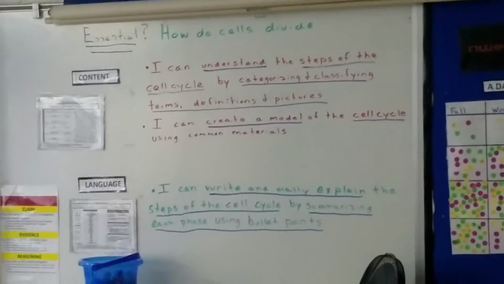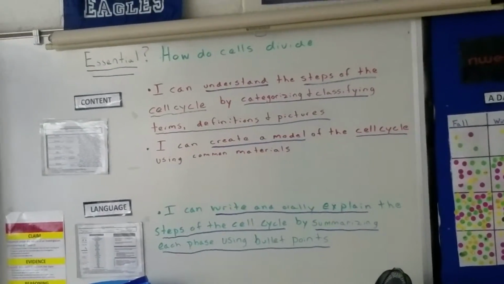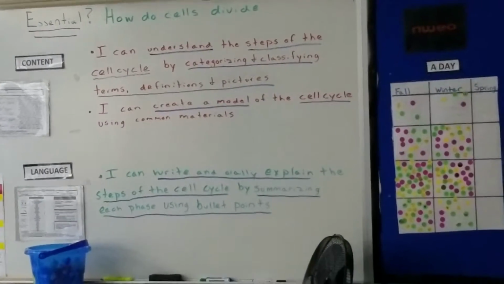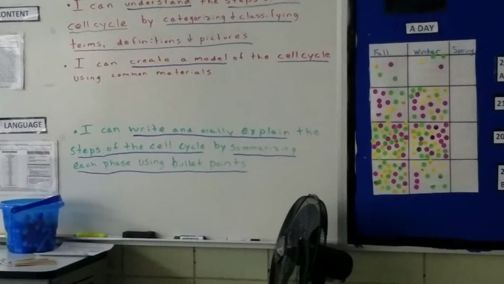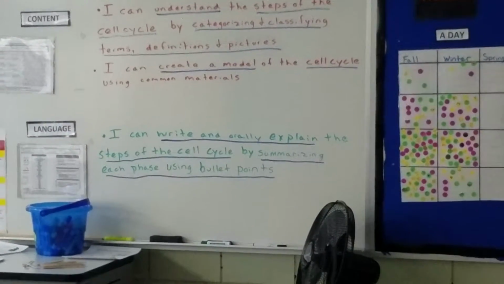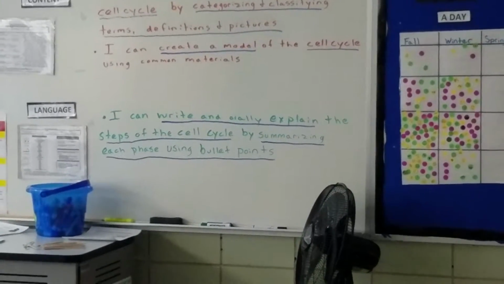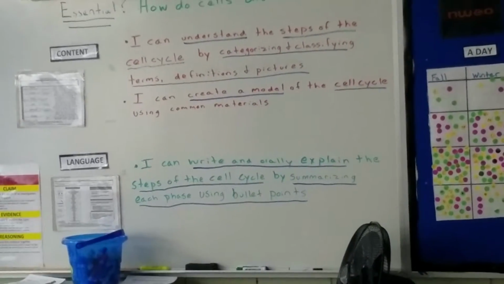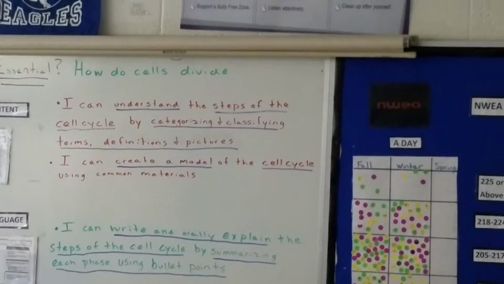And now we're going to switch it up. This time we'll be nice. We'll let the Sparties read. I even wrote it in green for you. We'll let the Sparties read the ununderlined stuff, and the Wolverines, we'll read the underlined stuff this time because we want to keep it fair. You're still part of our state. So you ready? Go ahead. I can write and orally explain the steps of the cell cycle, summarizing each part using bullet points. Okay. So here's what we're going to do. I want you to.